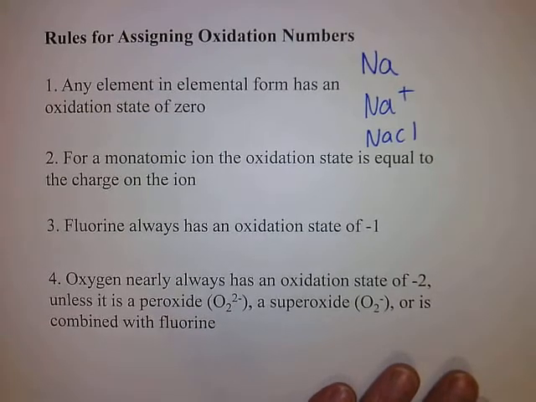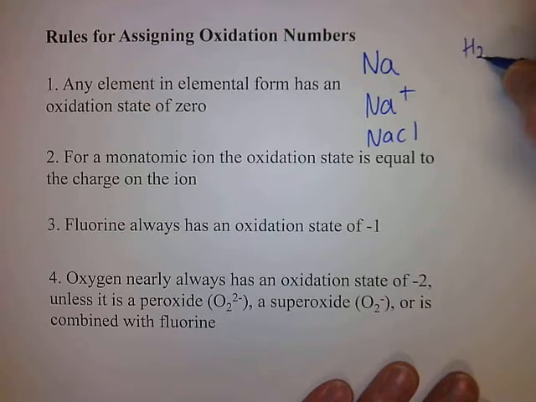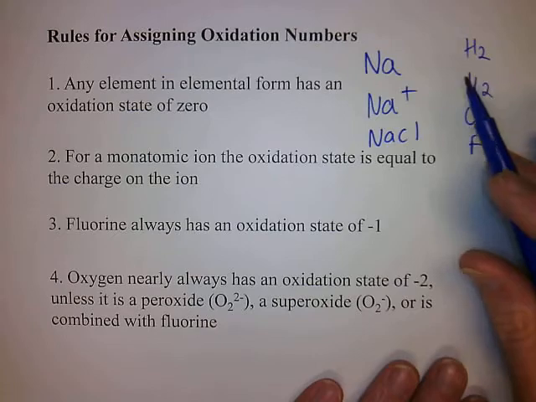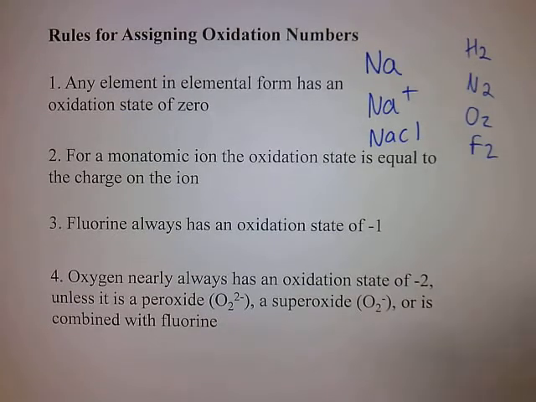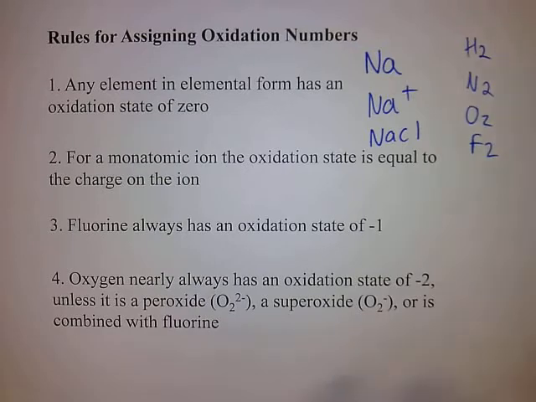Now, those elements that occur as diatomic molecules, H2, N2, O2, F2, and so on, are considered to be elemental form. That's the one case where a molecule is considered to be elemental form, because those elements occur as molecules. So H2 is hydrogen in elemental form.